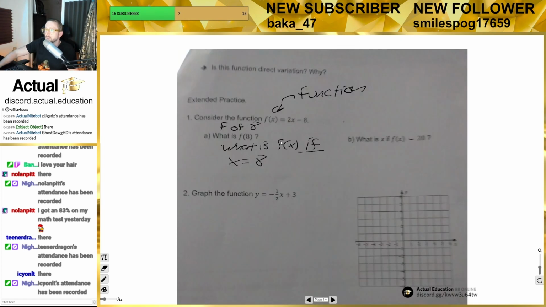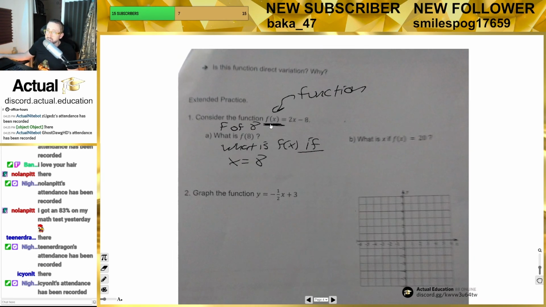All right, so let's go back. This is a new function, f of x. Instead of being y of x, it's f of x. It doesn't matter what letter they use, this could be g of x. It's just a label for what the function is. You have a function equal to 2x minus 8, and they're asking what is f of 8. Remembering what we did last time, what does it mean to say f of 8? What do I need to do?